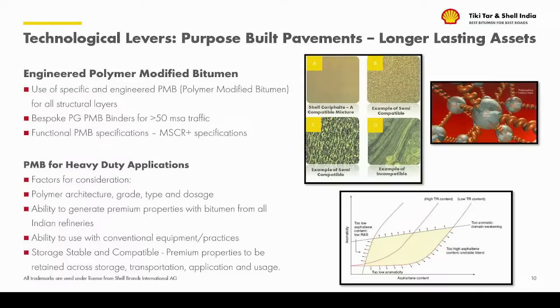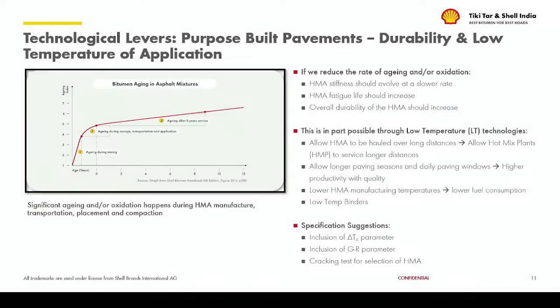Like you look at that graph, A to D, it is very easy for a PMB to move from a very homogeneous structure to a very inhomogeneous structure in a matter of dosage which goes beyond the decimal point, not even whole numbers. So when you make such engineered material, they have to retain their properties not only in the laboratory, but also in the manufacturing side, in the storage, in the transportation, in the application, and most importantly, in the usage. Similarly, another area where we can collaborate.